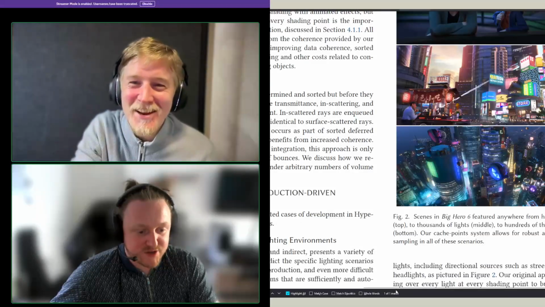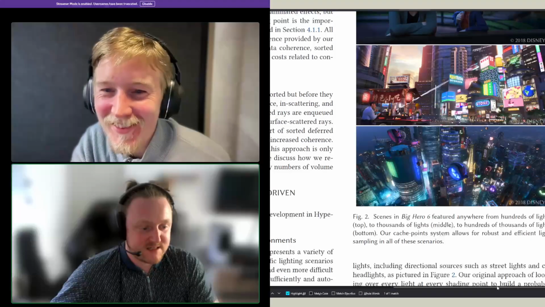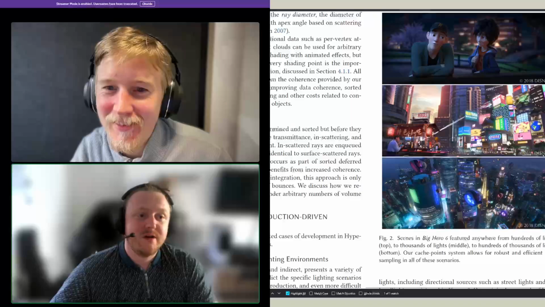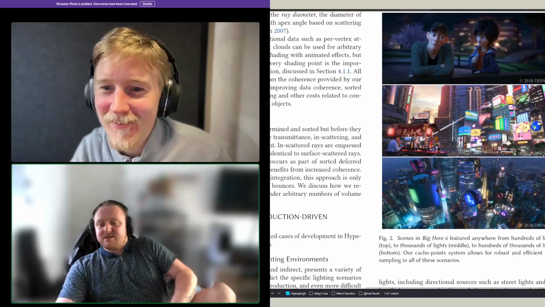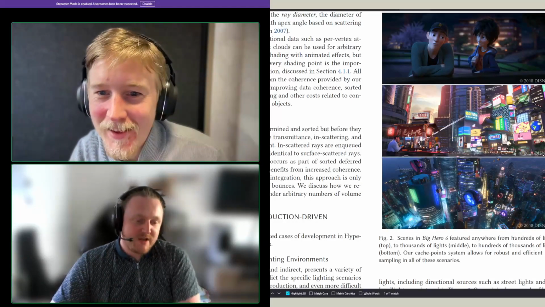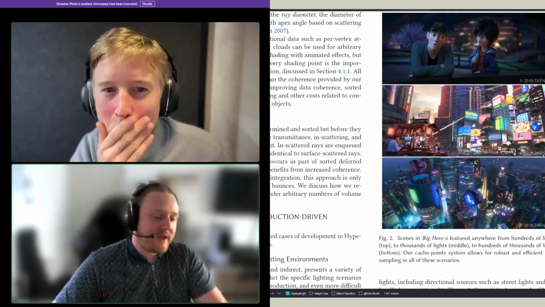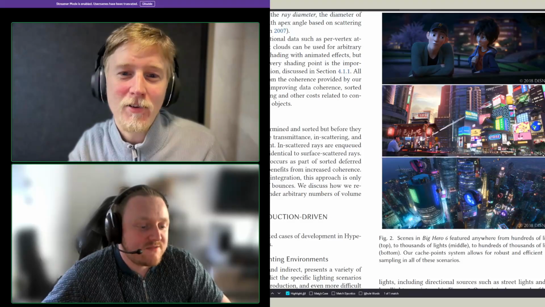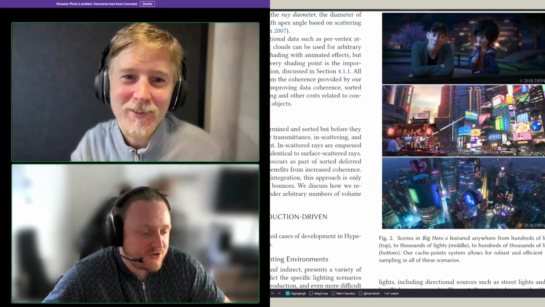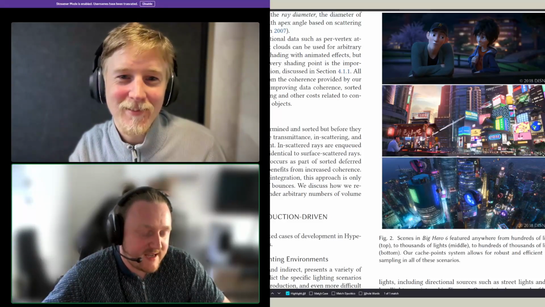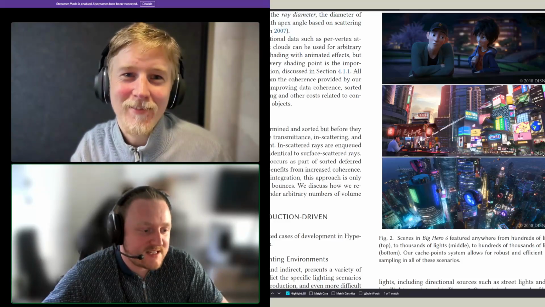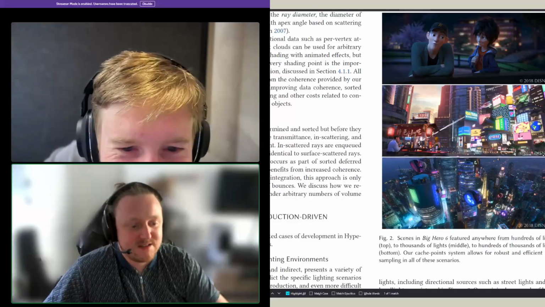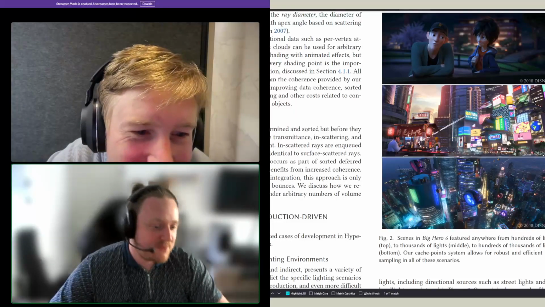So this is probably a good moment to talk about the case studies. If you are a YouTube viewer, you will see it. If you're not a YouTube viewer, the link to the paper will be in the show notes. I'm looking at Figure 2. It says scenes in Big Hero 6 featured anywhere from hundreds of lights, top, to thousands of lights, middle, to hundreds of thousands of lights, bottom, and that is a huge cityscape with town houses and lights reaching all the way back as far away as possible.